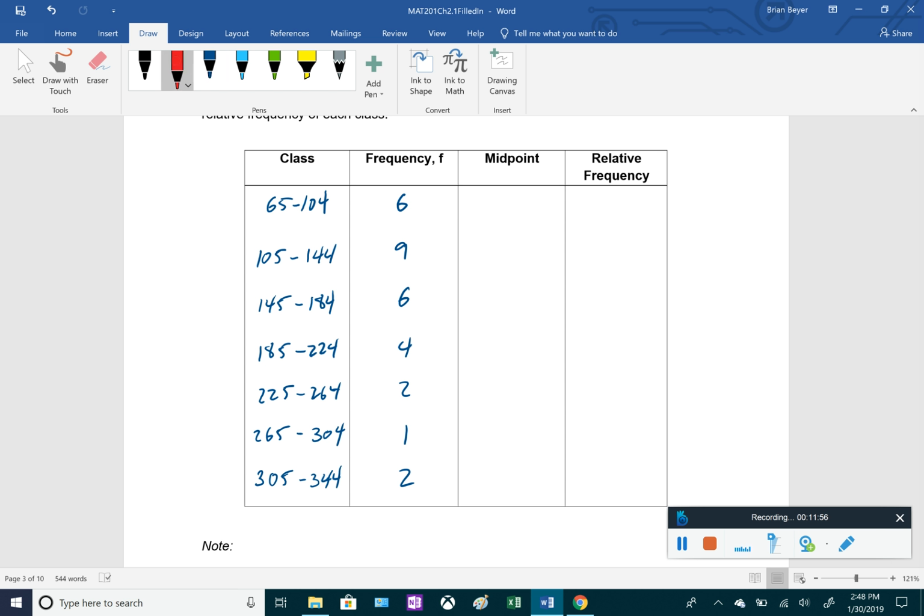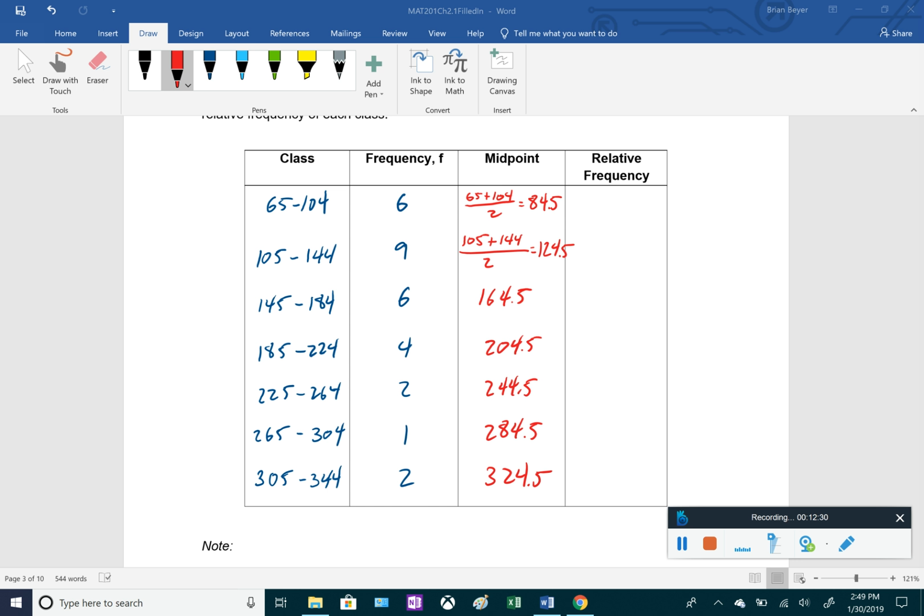So for the first one, the midpoint for the class of 65 to 104, all we have to do is add the lower limit to the upper limit and then divide it by 2, and we would get a midpoint of 84.5. For the next one, we add lower limit plus upper limit, divide by 2, and we would get 124.5. And I'm just going to list off the next ones real quick.